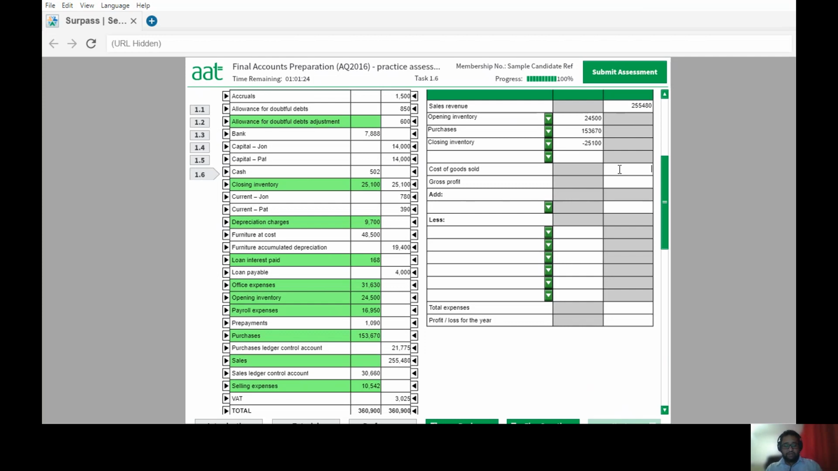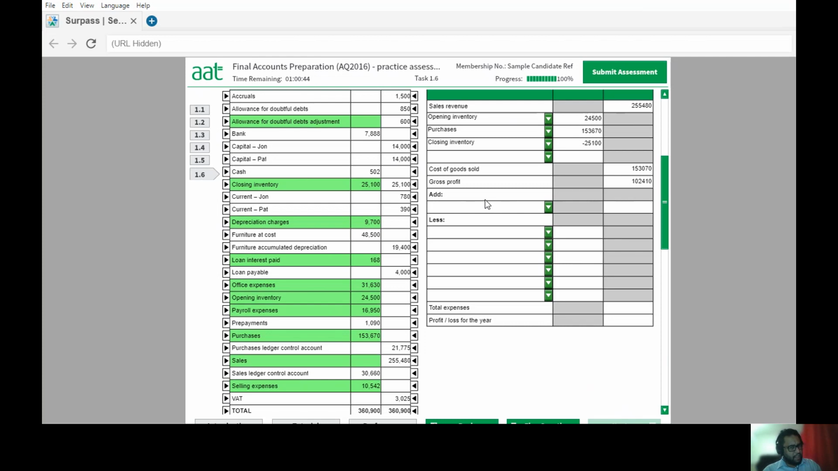So here, 24,500 plus 153,670 minus 25,100. That gives you 153,070 pounds. And you take that away from your sales revenue, 255,480. Let me get that right. 102,410 pounds. 102,410 for your gross profit, and adding anything else.